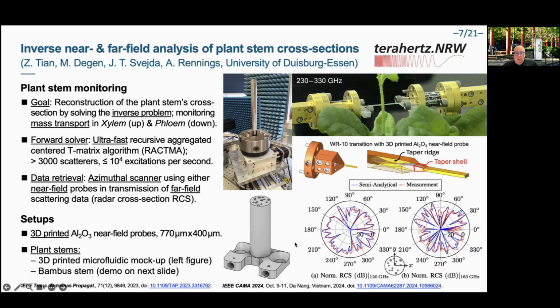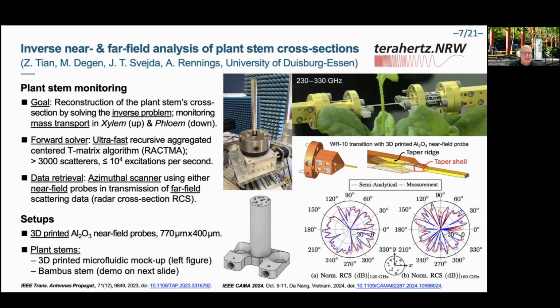In order to deal with the reconstruction of plant stem cross-section, we also use mock-ups, microfluidic mock-ups, as shown here below. These mock-ups contain a sort of arbitrary distribution of channels that can also be filled with a liquid. And on the right-hand side, we see successful reconstructions of the cross-section, given the radar cross-section at 120 gigahertz up to 160 gigahertz. On the next slide, I want to show such a system in action.